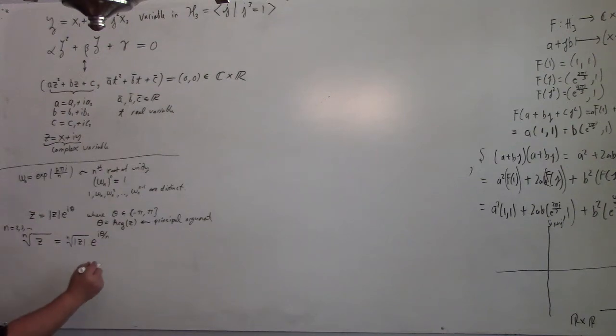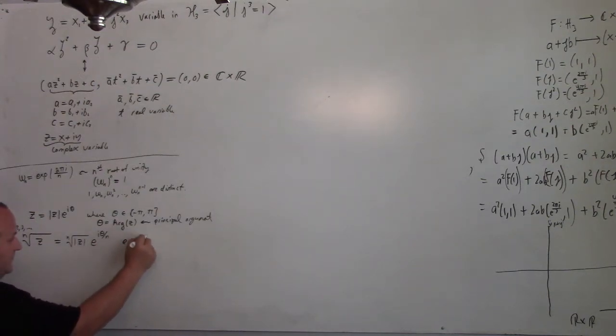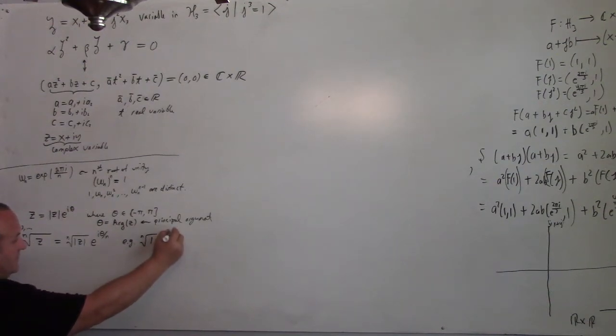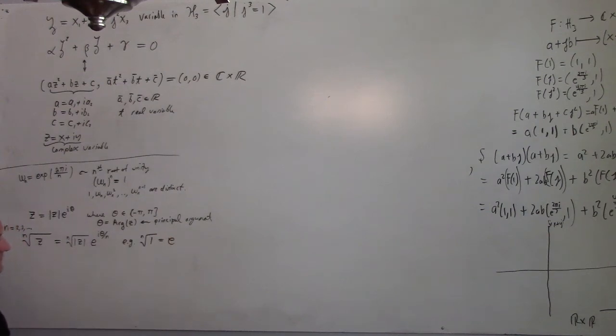Okay. For example, the nth root of 1 is e to the... Wait, why would you have the n there? Wouldn't it be the length of z to that cube root, but the e would just have the i theta? Why would it be over n if you're multiplying it by that 1/3? Oh, I'll explain that in just a second.